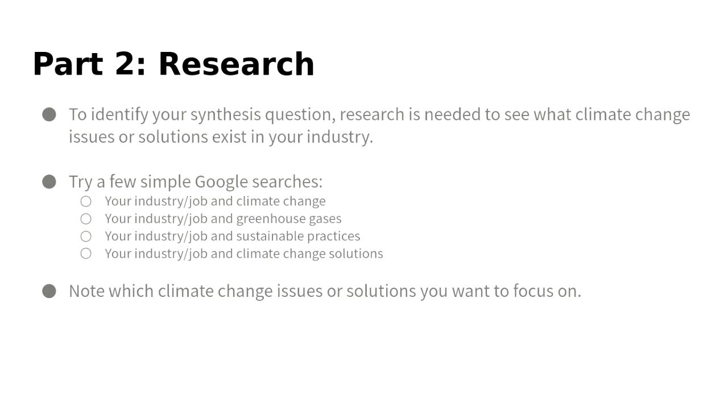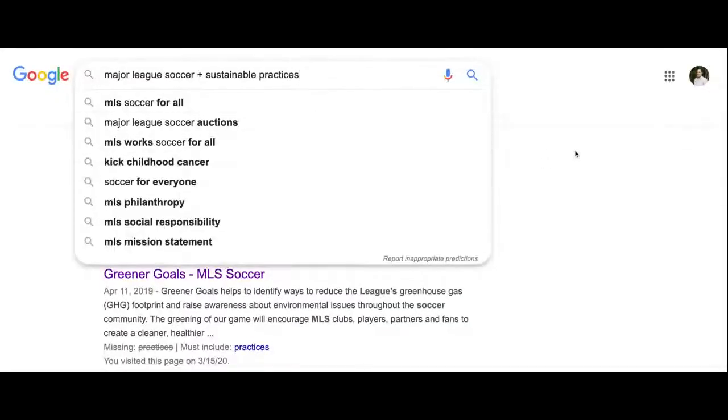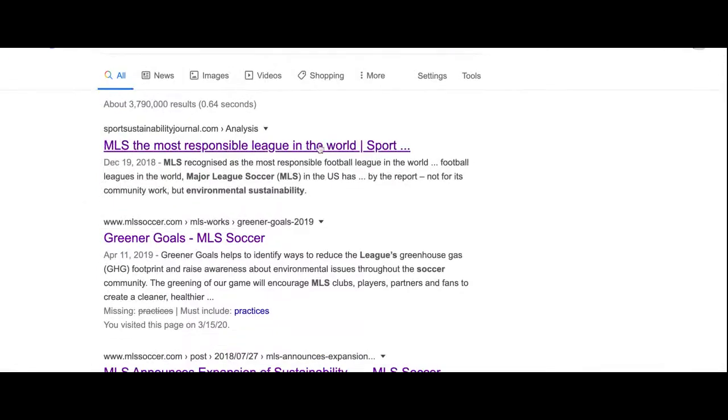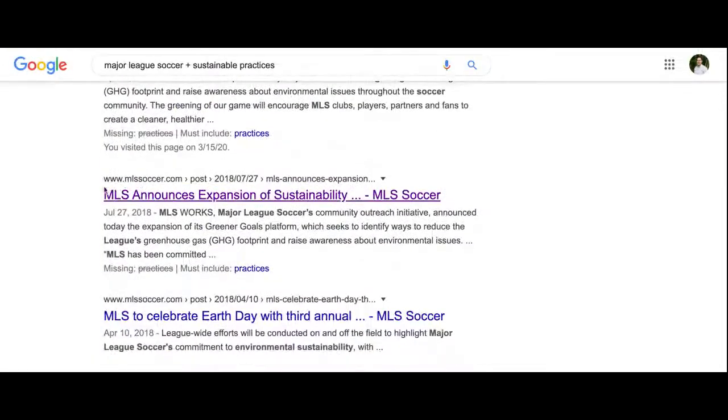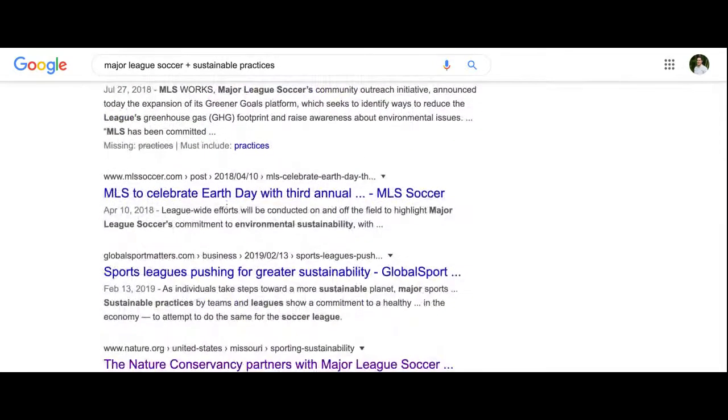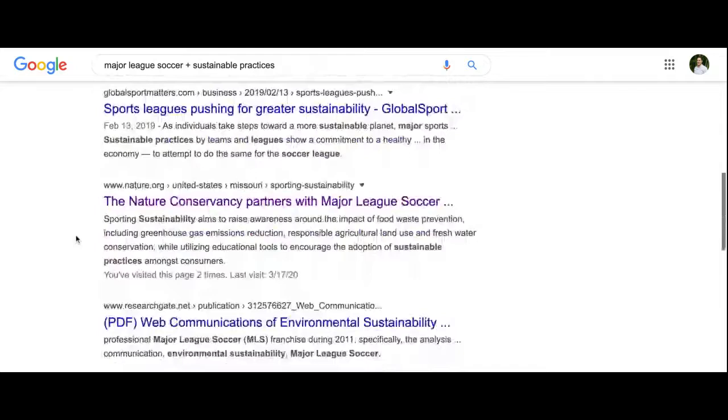So I'll show you how I did it with mine. Particularly, I went into Google, and I'll show you how I did that. I'm sure y'all can do that with computers. So I put Major League Soccer sustainable practices into Google. And the first thing I got was "MLS is the most responsible league in the world." That sounds like a great one, in 2018. Your goals from the actual organization, 2019, right? Remember that your sources should be no older than 5 years. MLS announces expansion sustainability. MLS to celebrate Earth Day annual. So all of these sound great, right?